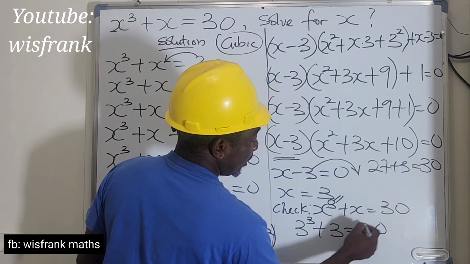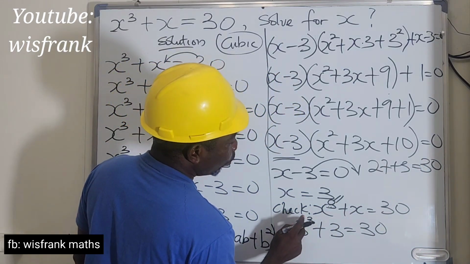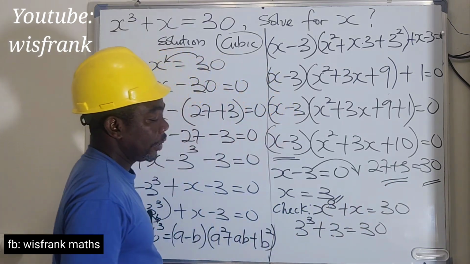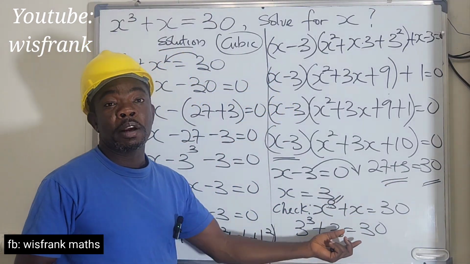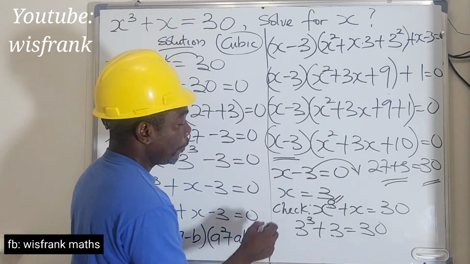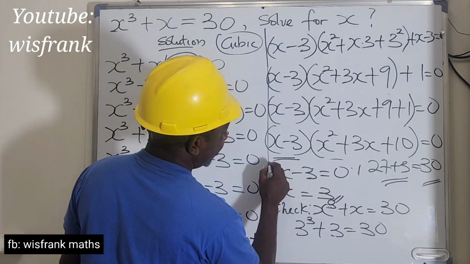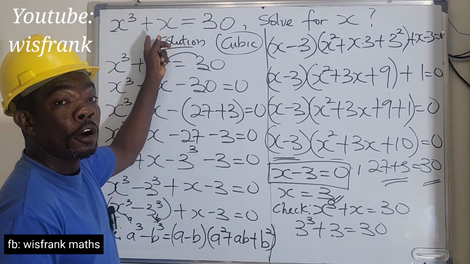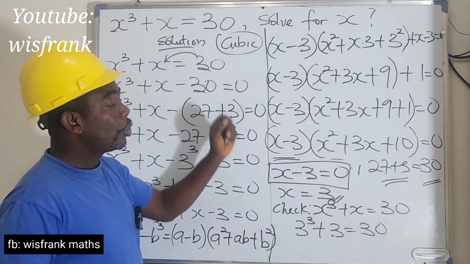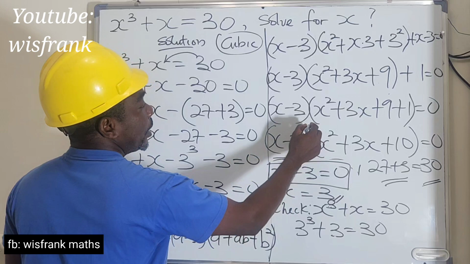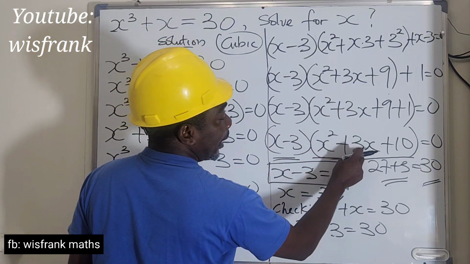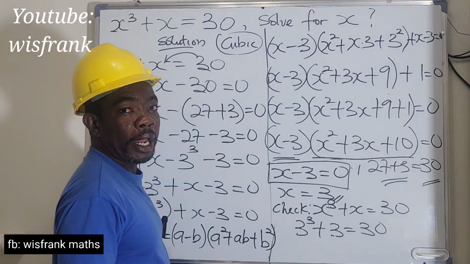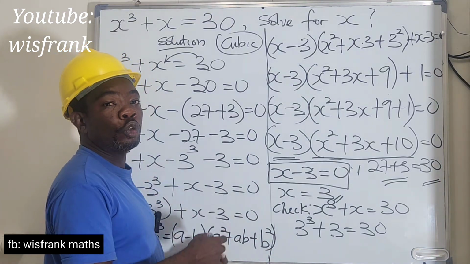We can see that our 27 + 3 here equals 30. So what we have on the left hand side is what we have on the right hand side. Therefore, x - 3 = 0 is a factor of this cubic equation. So we are going to take the second one, which is x² + 3x + 10 = 0, to check whether it's one of the factors of this cubic equation.